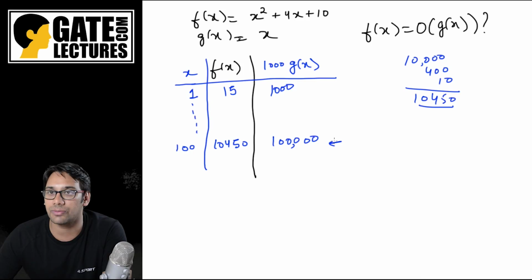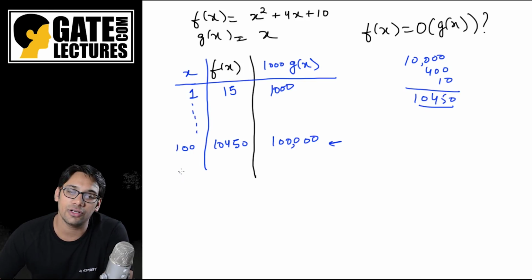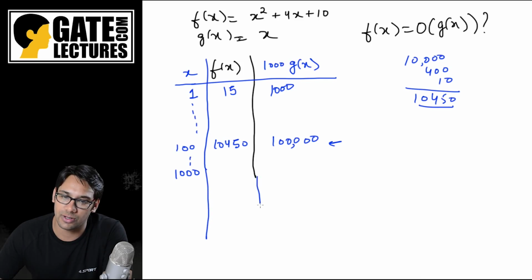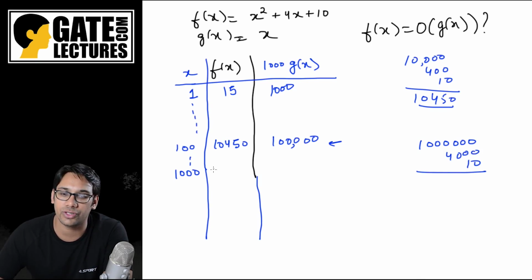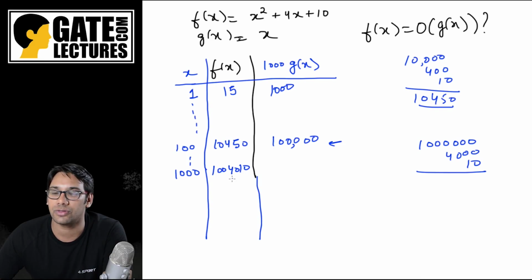Okay, let me just jump more. Let me just take the value of x as 1000. So if the value of x is 1000, in that case, what will be the value of fx? So fx will become this much. This is x square plus 4x, which is 4000 plus 10. So this is going to give you 1,004,010, or you can say 10,04,010. And what will be the value of gx? So gx will become this much only.